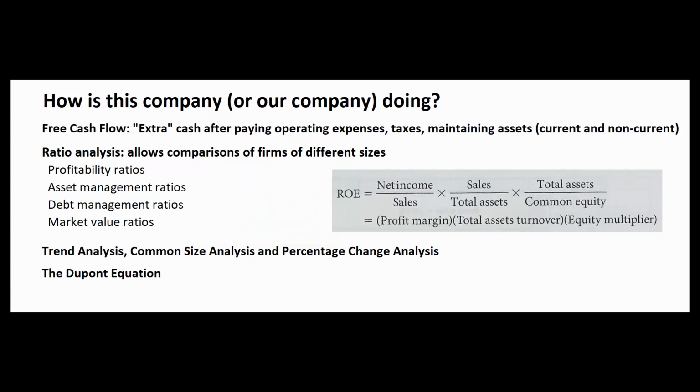We might also use the DuPont equation. Back in 1912, a fellow named Donaldson Brown, working for the DuPont company, came up with this different way of looking at return on equity that's supposed to help us see a little bit better what's going on with our company.